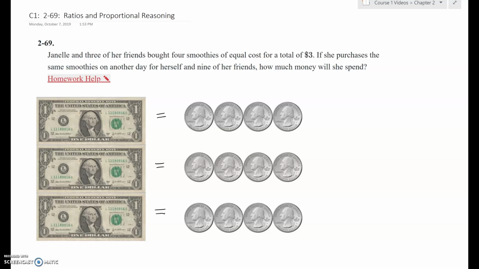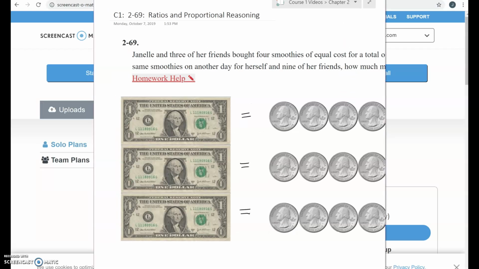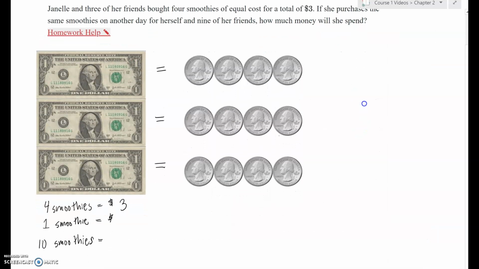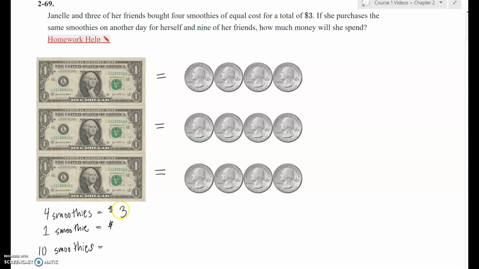So here are 4 smoothies for $3, and I really wanted to know what one costs. So I've got here that 4 smoothies cost $3, and I wanted to know what one just cost. If I could find what one smoothie was, I could get up to 10 smoothies pretty easily. And darn it, I knew that $3 doesn't divide evenly between 4.